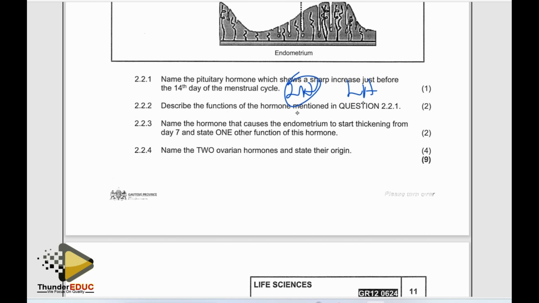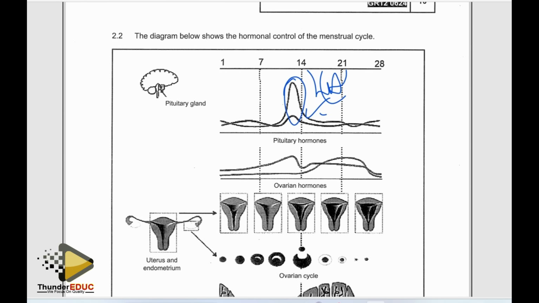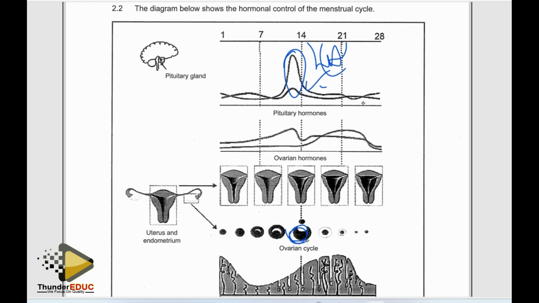Describe the function of the hormone mentioned above. This luteinizing hormone has two functions. The first function is it triggers ovulation. Number 2, it changes the empty Graafian follicle to corpus luteum. Simple. Number 1, triggers ovulation.